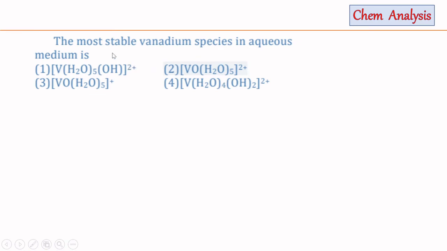This is a very easy question. You have to tell about the most stable vanadium species in aqueous medium. Now, the most stable vanadium species in aqueous medium is the one where vanadium exists in +4 oxidation state.